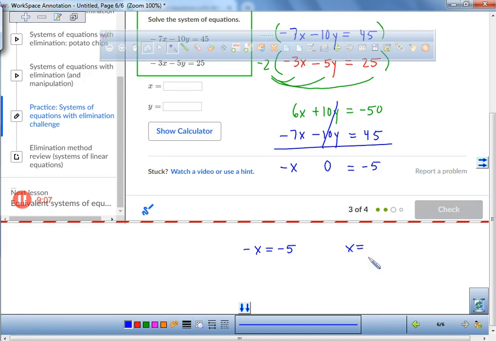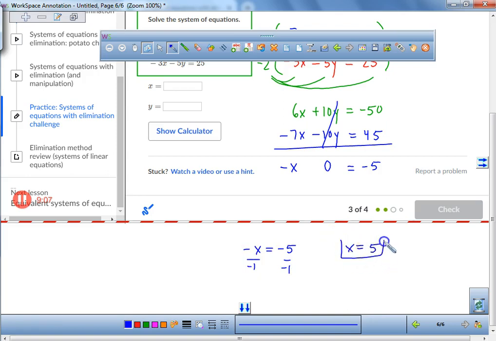What do you guys think? Now, if you're not sure, you can do a couple of different things. You can either multiply everything by a negative, all right? Or what else could you do? You could divide everything by a negative 1. And what do you get? x equals 5. So right now I know x is equal to a positive 5.